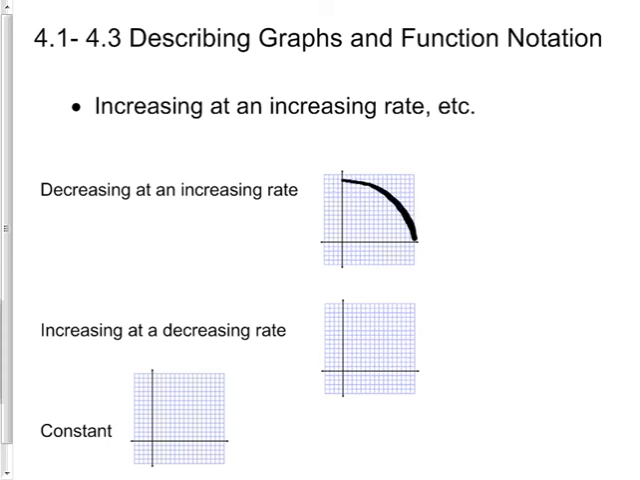Okay, good. The next one is increasing at a decreasing rate. Here's increasing at a decreasing rate. And the last one is constant, which would just be flat. It doesn't change. That's actually decreasing slightly. Sorry. I meant for that to be completely flat, straight across.